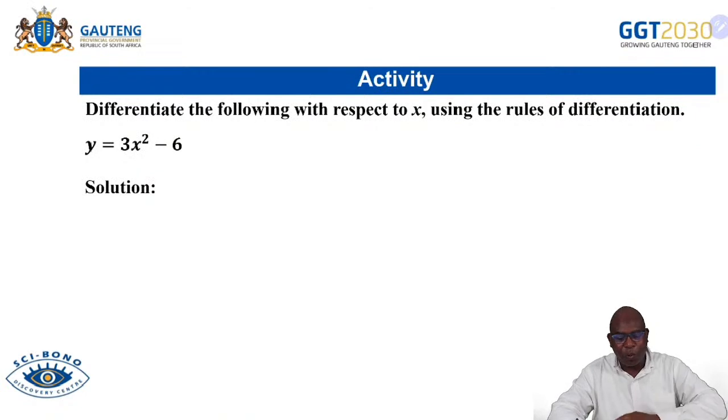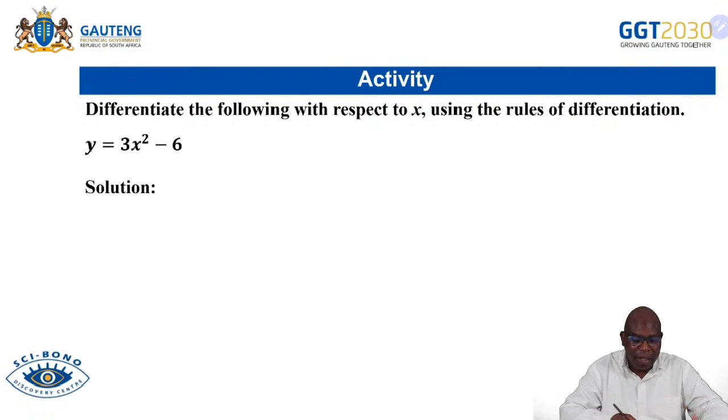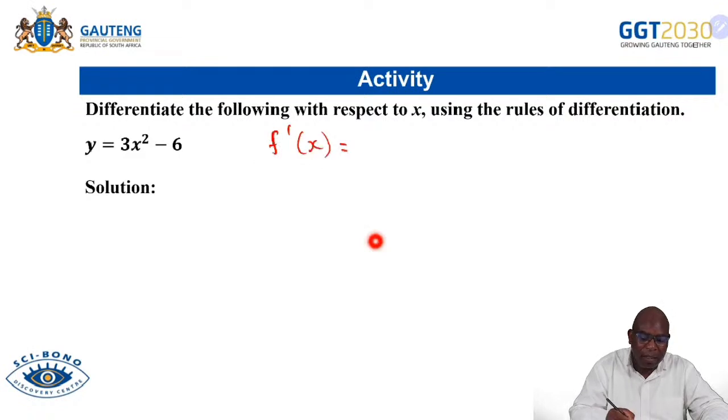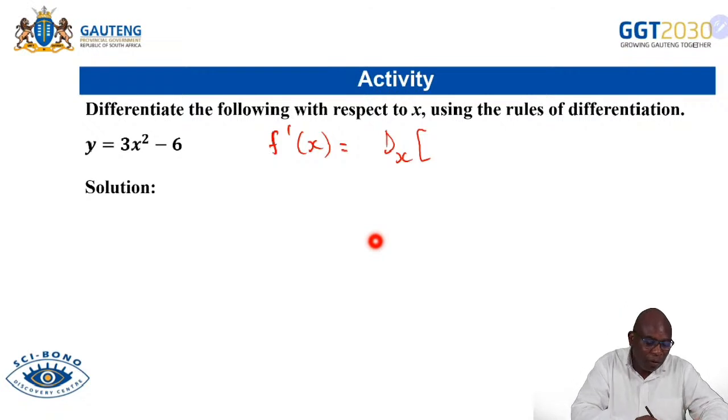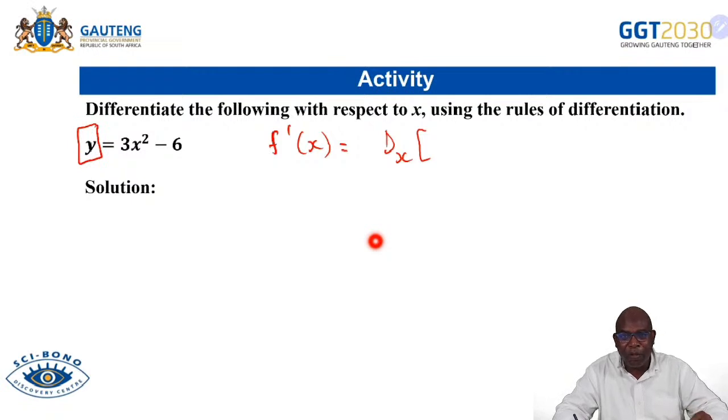Okay, now the next one. Differentiate the following with respect to x using the rules of differentiation. You see, we're still doing the same thing. We're differentiating using the rules. Your y value is given. So in other words, there's no way that I'm going to write this one as f of x, f prime of x. There's no way I'm going to write it as d of x. So I cannot write them in that way. Why? It is because now it is written as y equals. So I want you to please do this one, and let's see how you're going to do it.